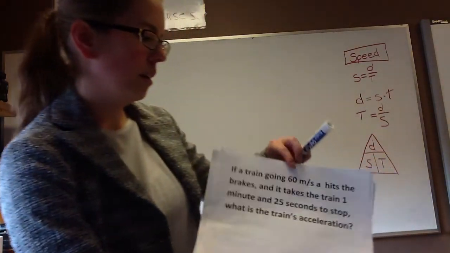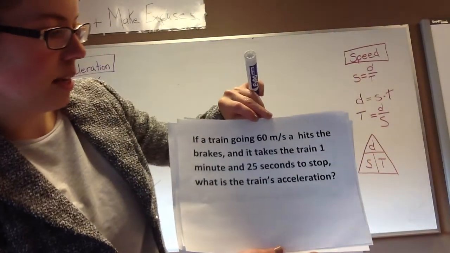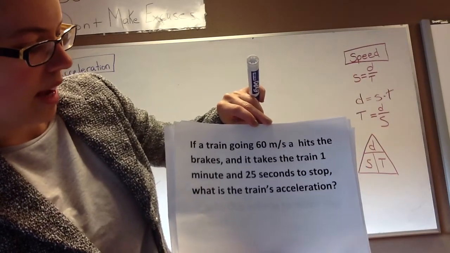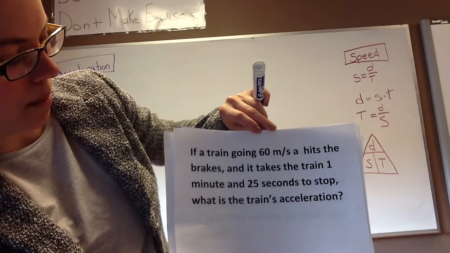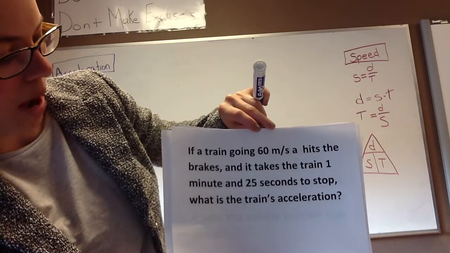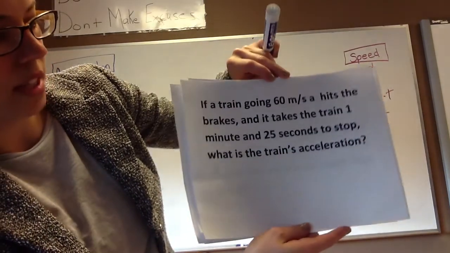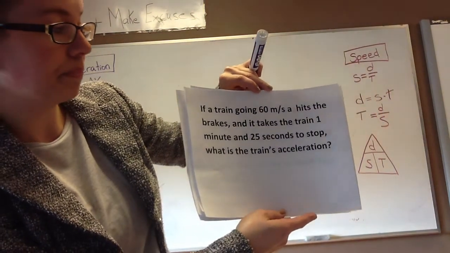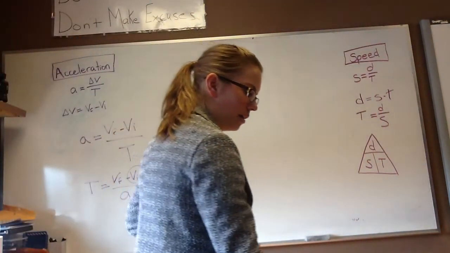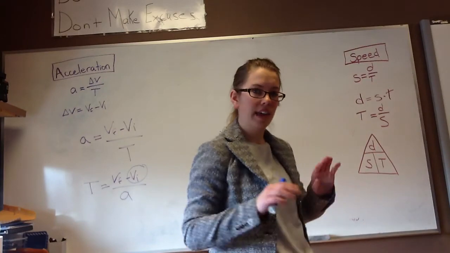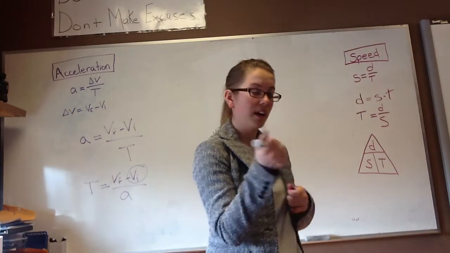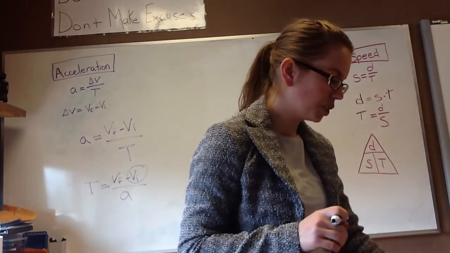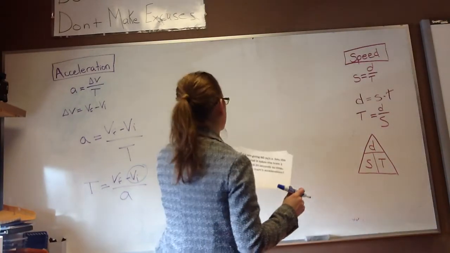If a train is going 60 meters per second and hits the brakes, it takes the train 1 minute and 25 seconds to stop. What is the train's acceleration? Now, you've all heard that trains can't slow down very quickly, which is why it's very important to be careful around railroad tracks. So let's look at this problem and break it down a bit.